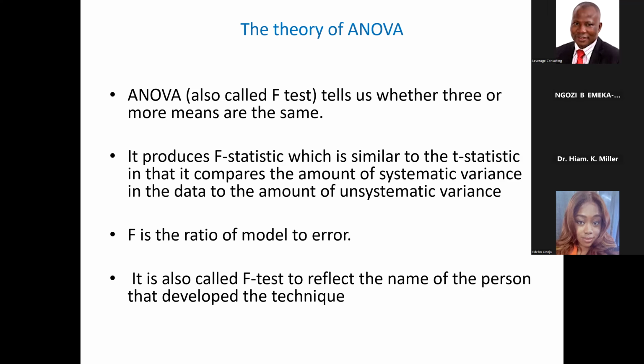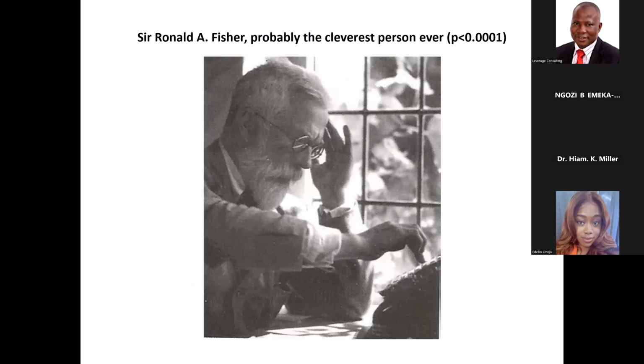It is also called the F ratio, to reflect the name of the person that developed the technique, which is Fisher. Look at it, Sir Ronald Fisher, regarded probably as the wisest man ever, the cleverest person ever. This man was the one that, before the computer came, generated the statistical tables. All the statistical tables we use were generated by a geneticist. Those are the pioneers in the development of statistics.